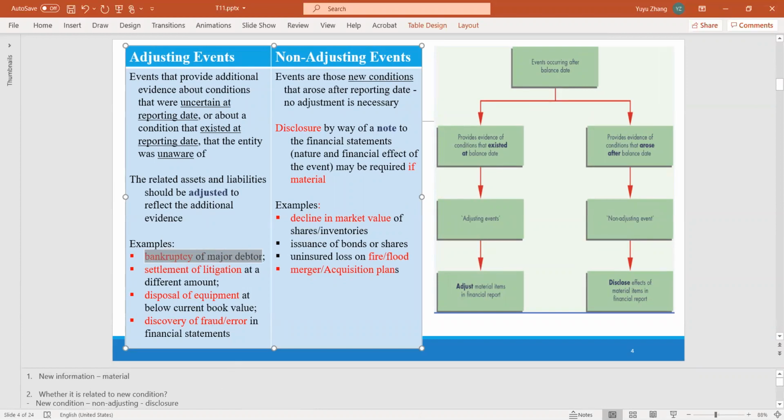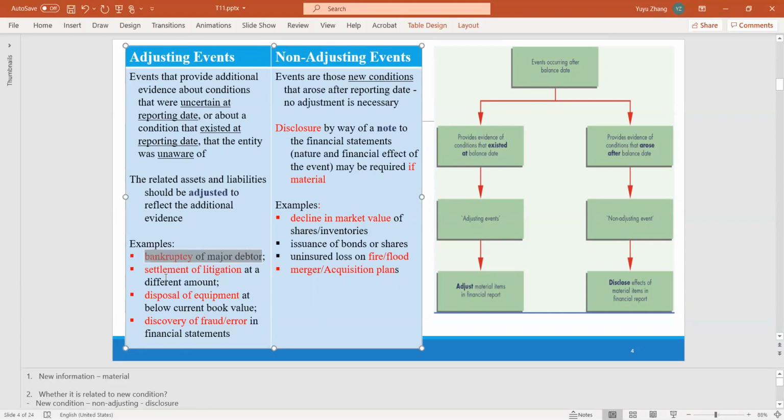For example, one of the major debtors has been bankrupted, but the major debt and also the balance existed before the balance date. And also the bankruptcy situation should have existed before the balance date, but the auditor and also the company's directors didn't realize it. So in that situation, the bankruptcy of the major debtor will be considered as an adjusting event.